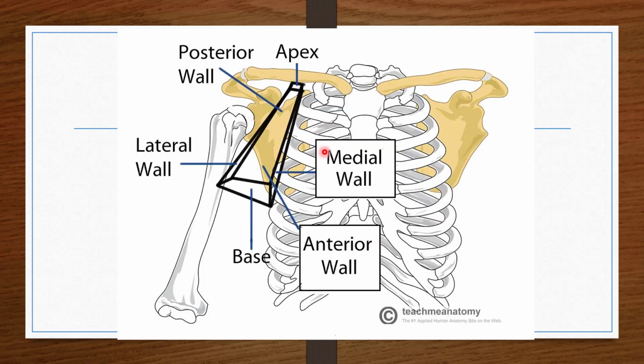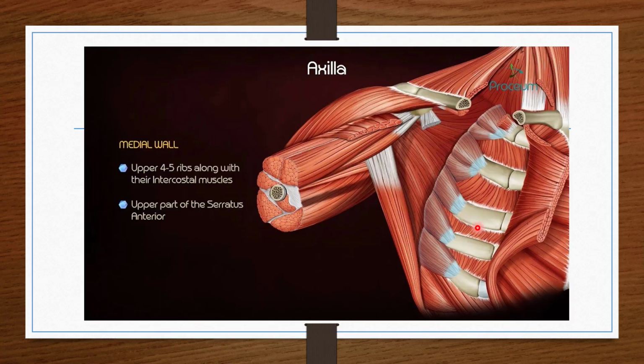In this diagram also, you can see the medial wall, the apex of the axilla, the lateral wall, the anterior wall, there is posterior wall also, and then this is the base of the axilla. In this diagram, they have shown the medial wall of the axilla.